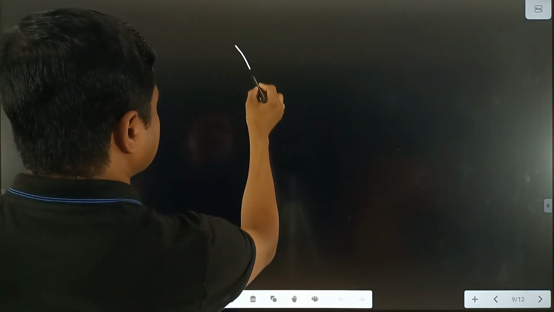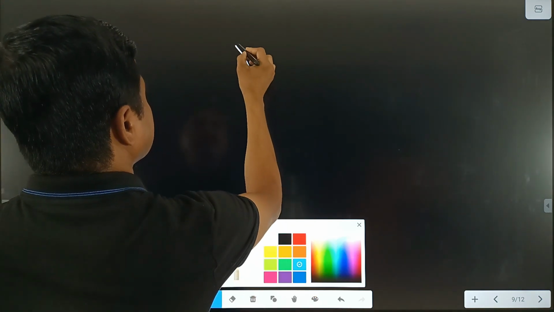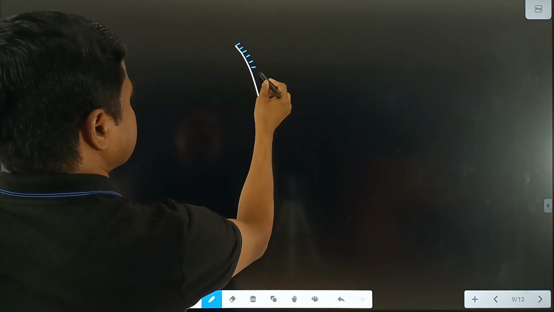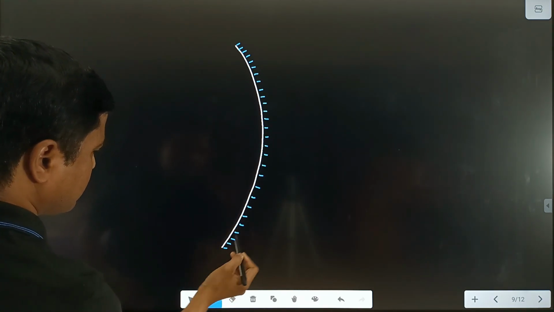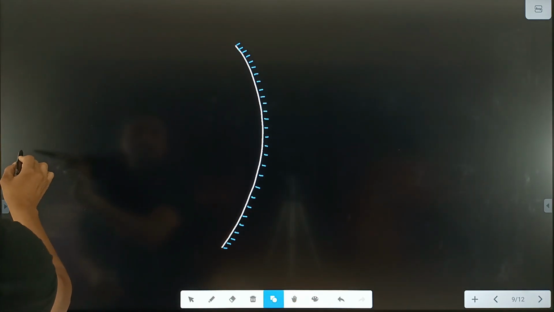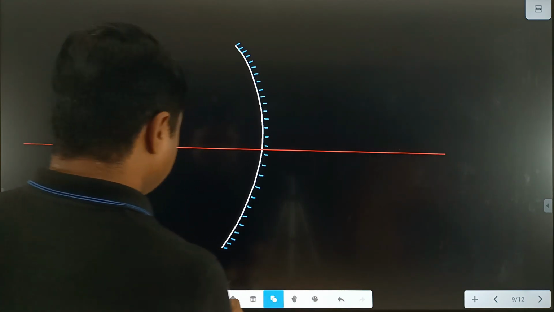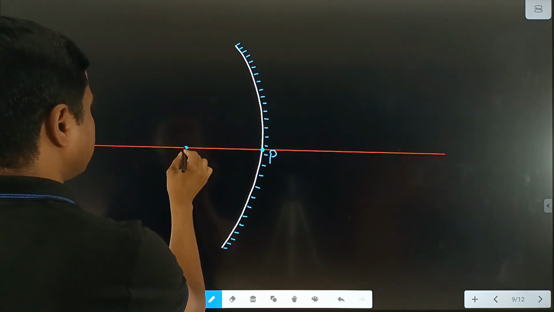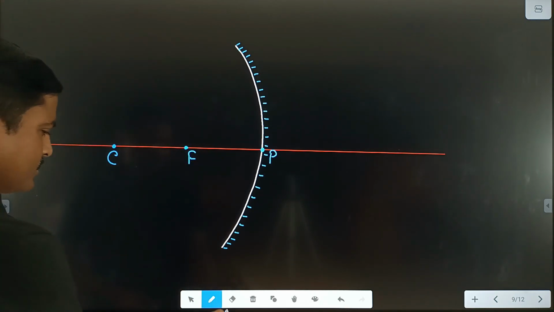Once again, in case of a concave mirror, suppose this one is the concave mirror and this side is the reflecting surface, and the back side is coated with silver, and this is the non-reflecting surface. And we draw the principal axis. Suppose this one is the principal axis. Then this point is the pole, we write P. This point is the focus F. This point is the center of curvature.